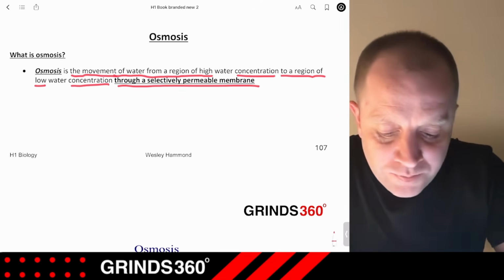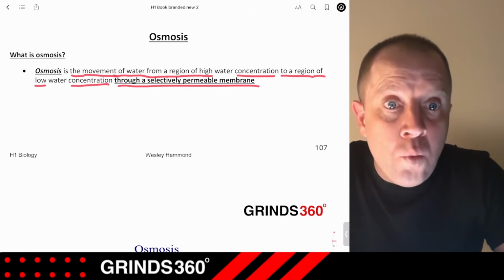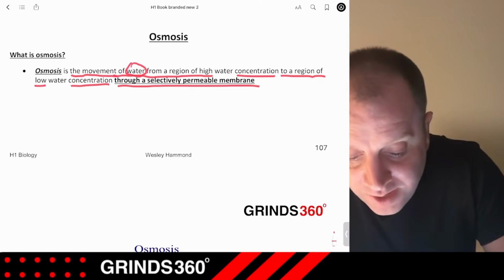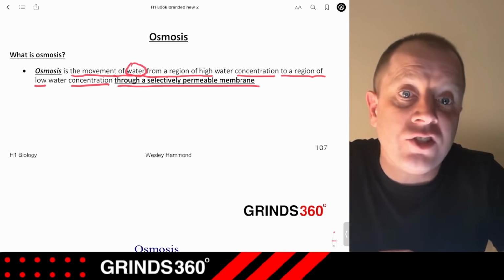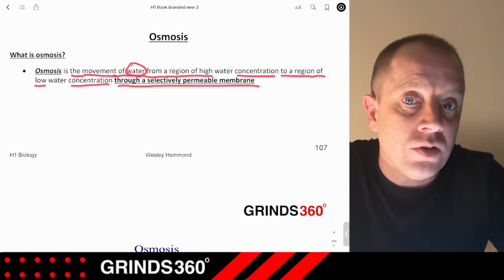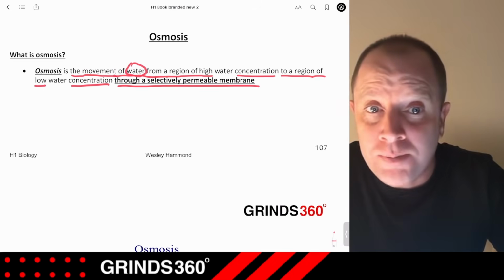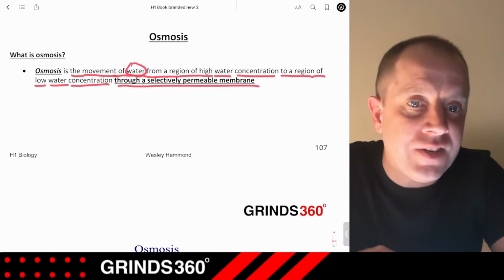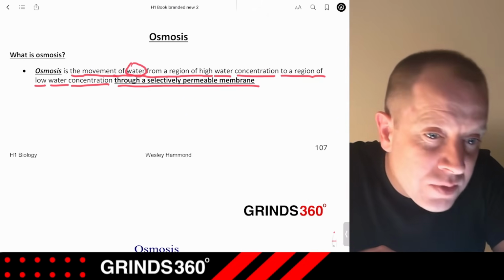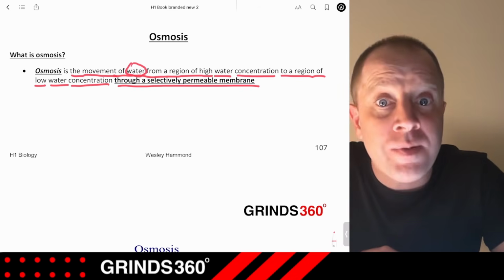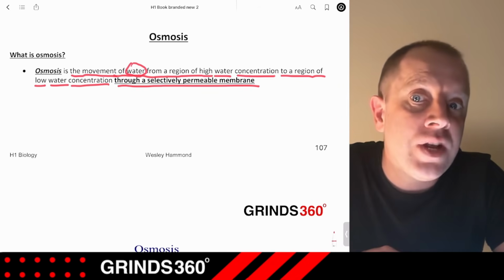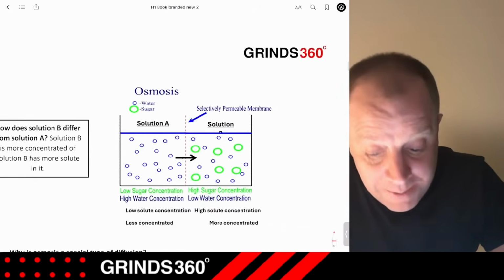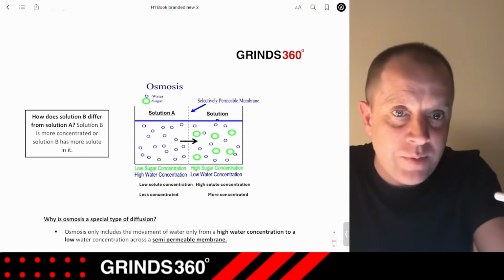Can anybody tell me what I didn't underline? What did those students leave out? They forgot the word water. They said the movement of water, but then they said from a region of high concentration to an area of low concentration. That's wrong. A high concentration is the exact opposite of a high water concentration. So you need to use the word water throughout that entire definition, otherwise you won't get your marks. So it's the movement of water from an area of high water concentration to an area of low water concentration through a selectively permeable membrane. Okay? Now, we've sorted that. I'm glad we clarified that.